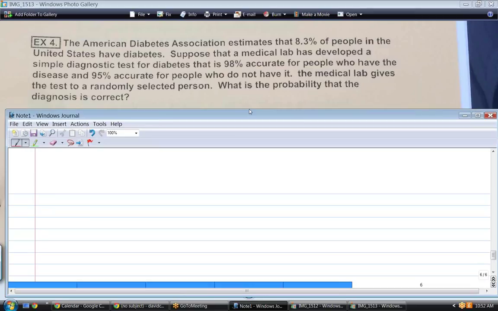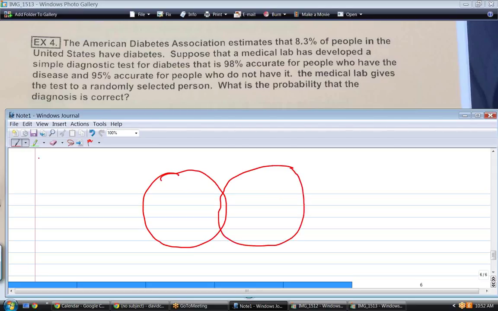Okay, let's see. Well, again, let's draw some Venn diagrams. I think this might work. I don't know. Venn diagrams, okay, they're kind of tough. You have to develop kind of a knack for working with them.